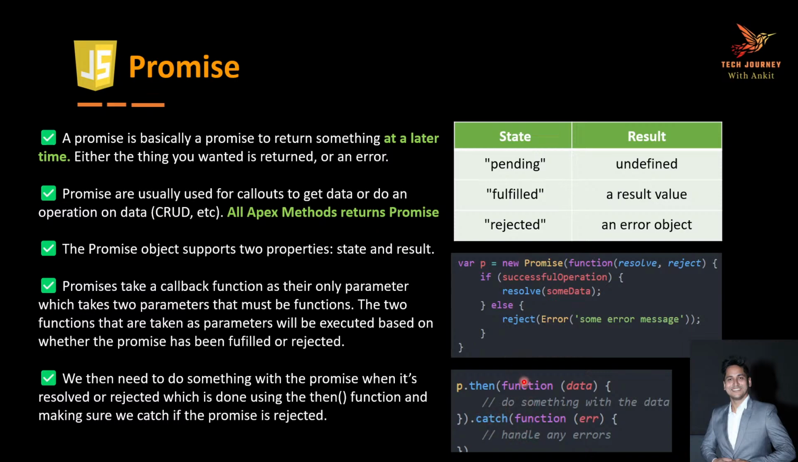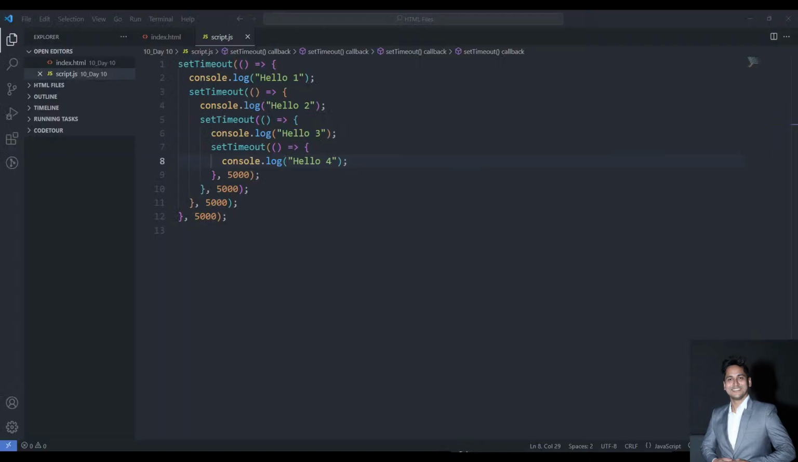In case the promise is rejected, then the catch block will be executed. Let's go and try to explore this on the editor, how to actually create the promise. We will also explore how we can handle the promise as well. So let's go and do this one by one. Let me open the code editor.